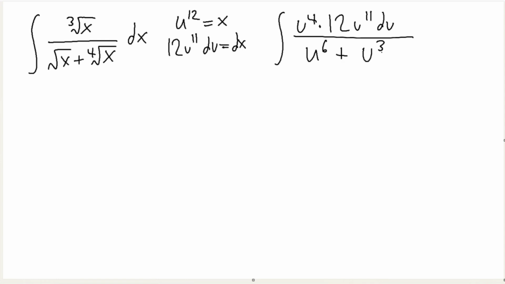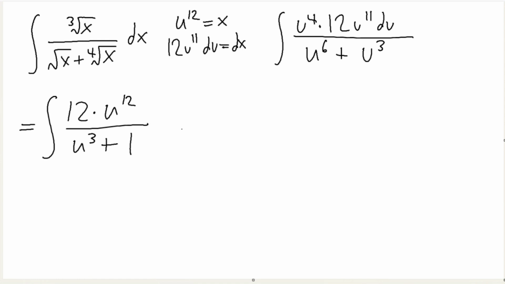Alright, let's divide everything by u cubed to simplify it. This would be 12. So you divide everything by u cubed. This would be u to the power of 12 left. And then u cubed plus 1. Disgusting. This is very nasty. Polynomial division, technically. But I don't want that.